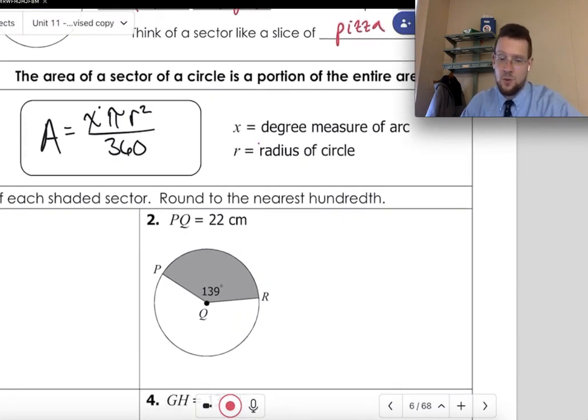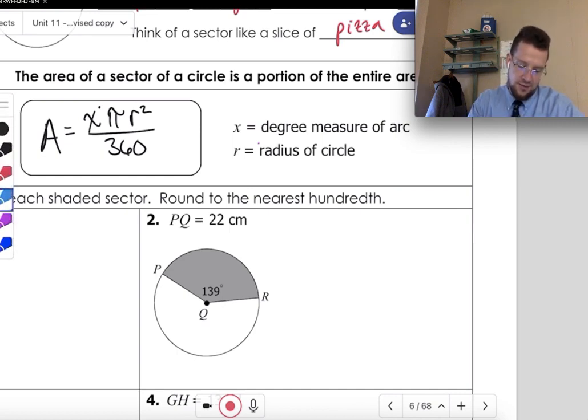This is the formula we use, where x is the degree measure of the arc and r is the radius. Notice this is just the area of a circle, pi r squared. We take the degrees of the arc, multiply it by the area of a circle, and then divide it by the total way around the circle, which is 360. So this is all calculator work.